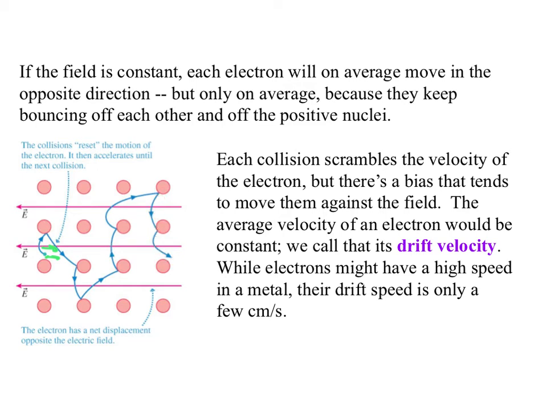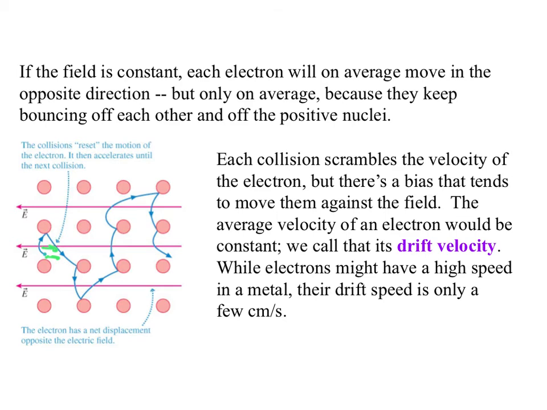Each collision scrambles the velocity of the electron. But there is a bias that tends to move them against the field. Why against? Again, because they're negative. The average velocity of an electron would be constant. If we've averaged out how fast they're going in time, that speed wouldn't change. We call that its drift velocity. And while electrons move very quickly through a metal, the drift velocity turns out to be only a few centimeters per second.